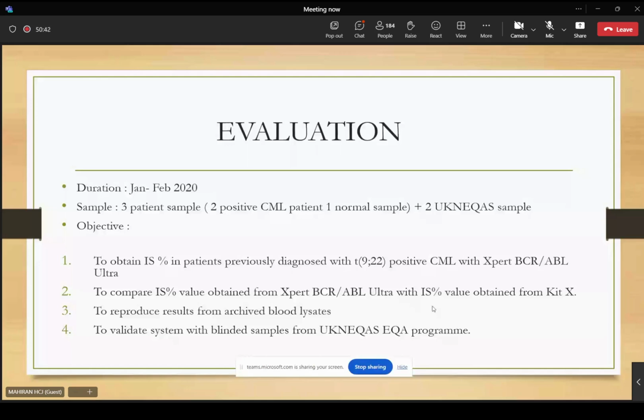So objektif daripada evaluation ni adalah untuk obtain IS percentage in patients previously diagnosed with T922 positive CML with expert BCR ABL ultra, to compare IS percentage value obtained from expert BCR ABL ultra with IS percentage value obtained from KitX. So KitX ni yang memang ada establish dekat Malaysia lah. Seterusnya, to reproduce result from archive blood lysate. So ini kita buat untuk stability. Seterusnya, to validate system with blinded samples from Eukenicas EQA program.